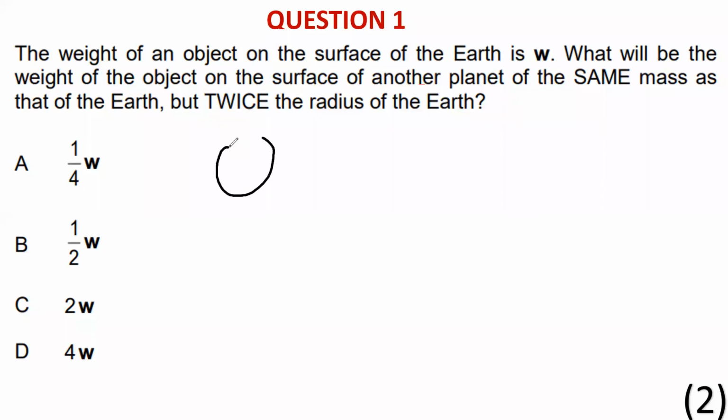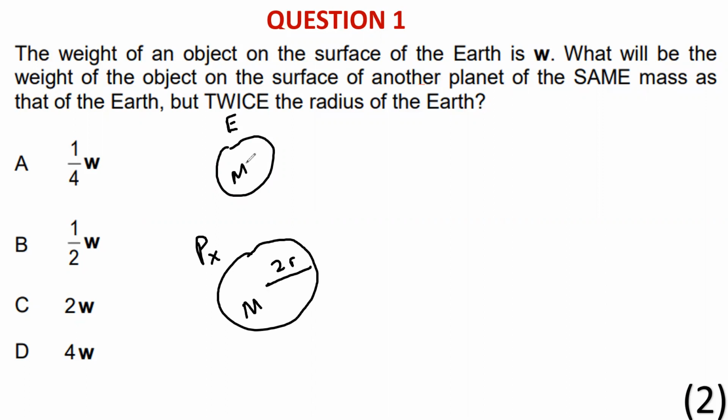You have Earth with mass, let's say M. And then we have another planet, but twice the radius, so it is bigger than Earth. It is another planet, we don't know, let's say planet X, and the radius is 2r. Mass is still the same, but the radius of Earth is r. So if you are writing the weight formula, or gravitational force, another name, what was our formula? G, constant number, times mass of the object and mass of Earth over radius of Earth squared.